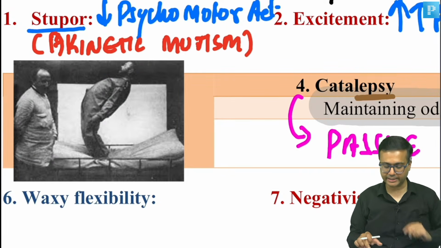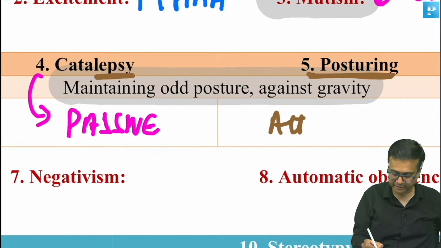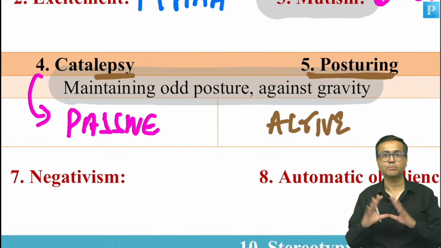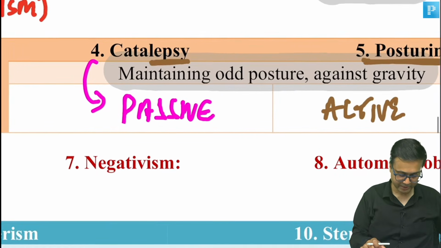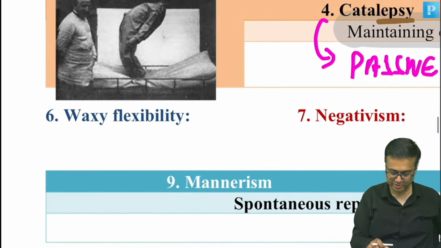So what is this? Catalepsy. While remember beta, posturing is an active phenomenon. Suppose the patient himself came into this posture and now he is maintaining it. So then we'll call it posturing. Is it clear to everyone, beta? Yes, very good, beta. Next, let's discuss, beta, the next very interesting term.